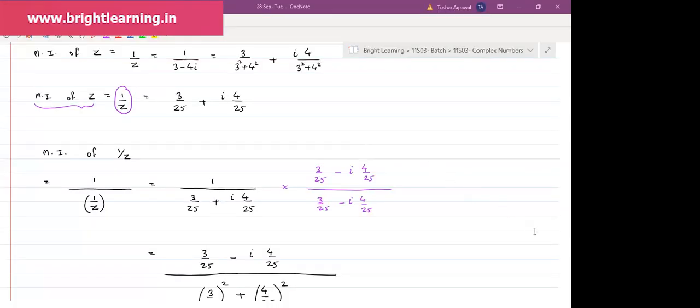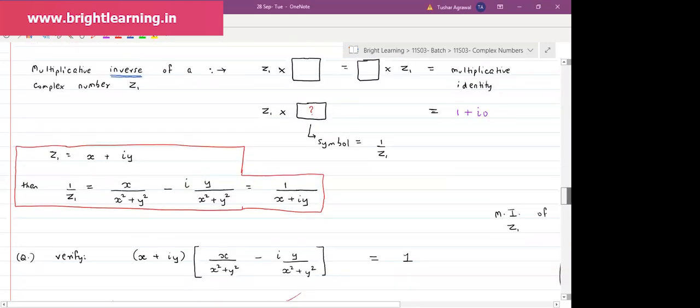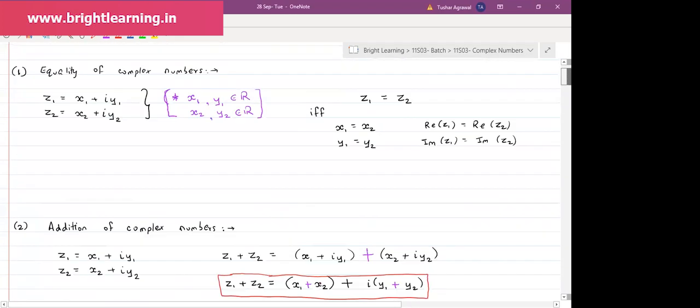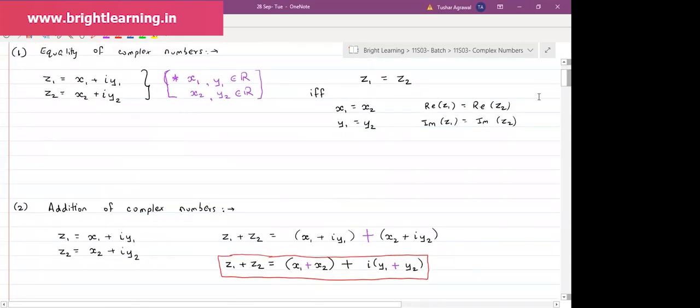So in the last class, what did we see? We saw the algebra. We were dealing with the algebra of complex numbers. The operations that we saw: first, equality, and how equality is defined. Part by part, they should be equal. Z1 equal to Z2, part by part means, if it is written in the standard form, the real parts x1, x2 should be equal, and the imaginary parts y1, y2 should be equal.